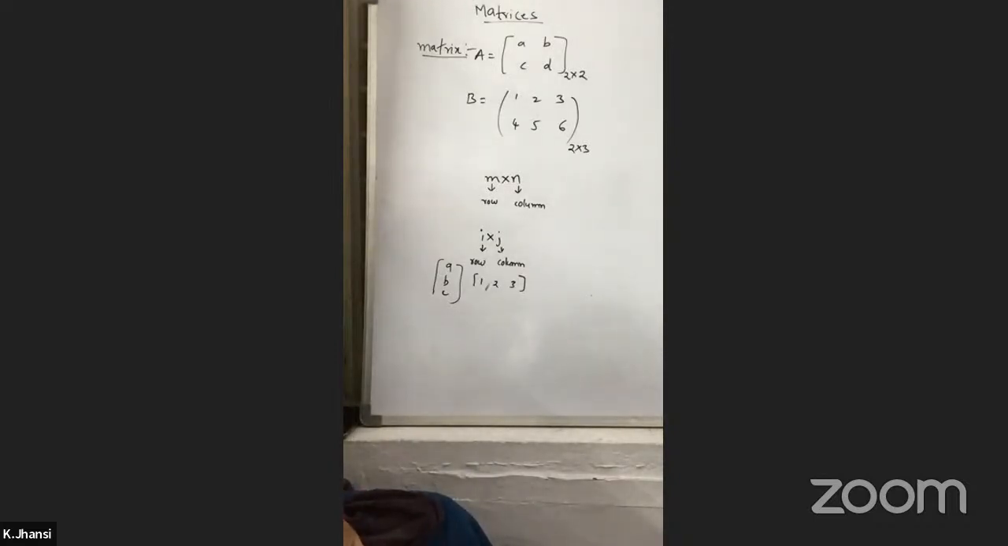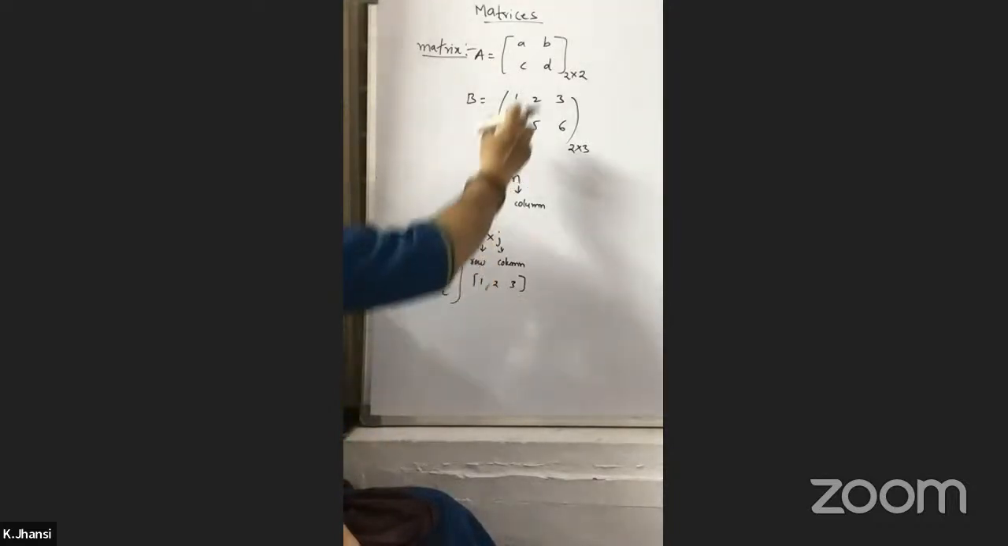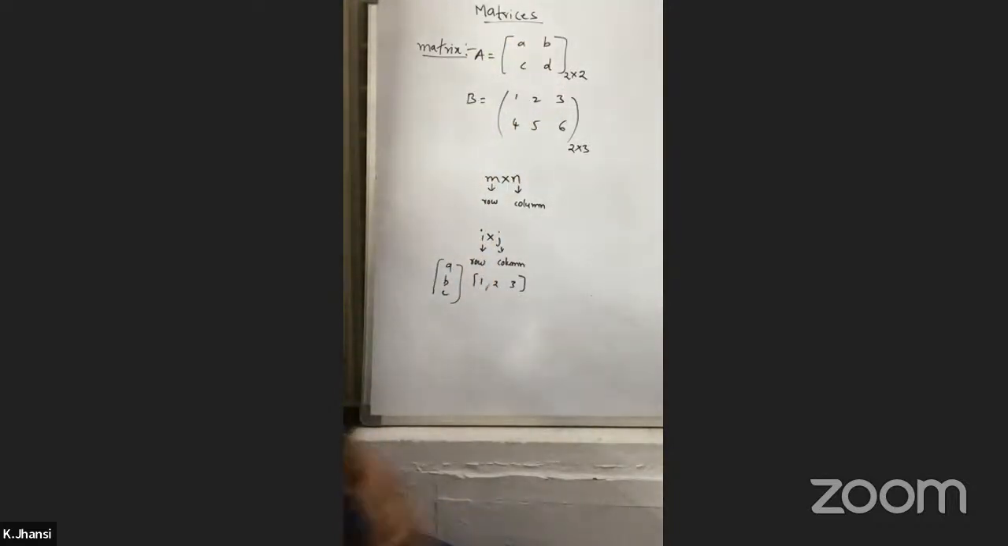Okay, zero or null matrix. If in place of whatever the elements are there, 0, 0 is there, then we call it as a null matrix or zero matrix. Okay. And also the principal diagonal of a matrix will be there.